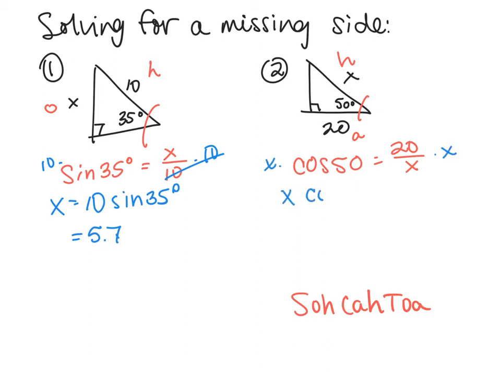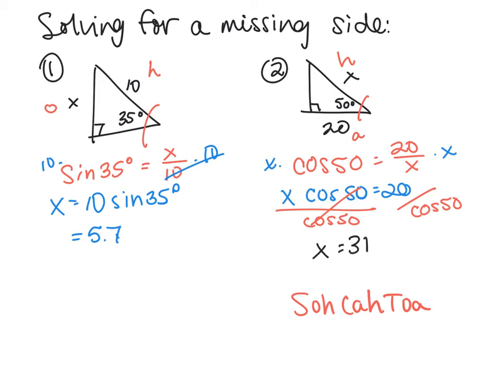And this tells us x times cosine of 50 is equal to 20. So now to solve for x, divide by cosine 50. Remember, cosine of 50 is just some number. Type in your calculator, 20 divided by cosine of 50. And for this problem, you would get x equals 31.1.